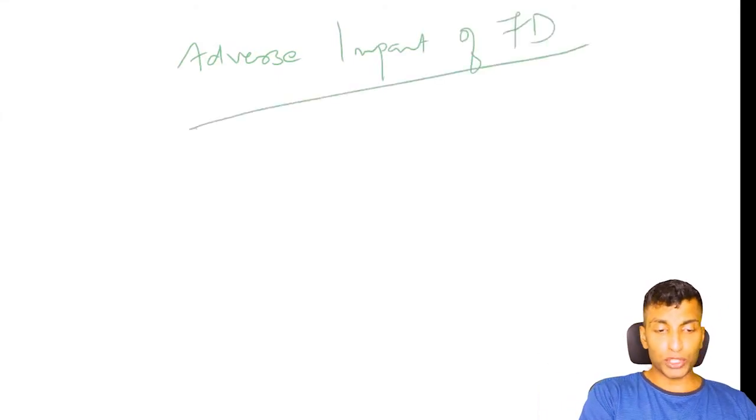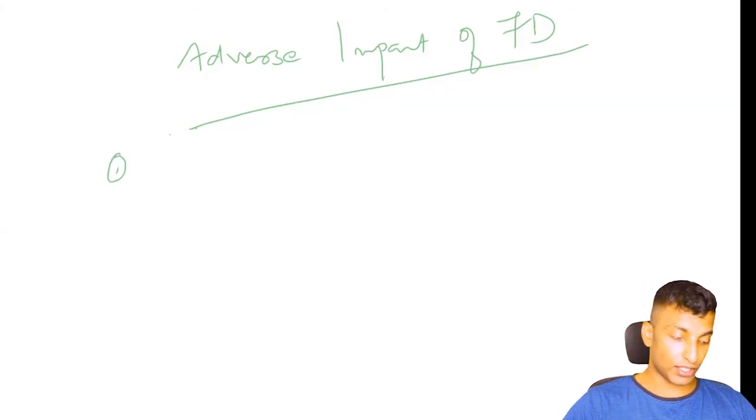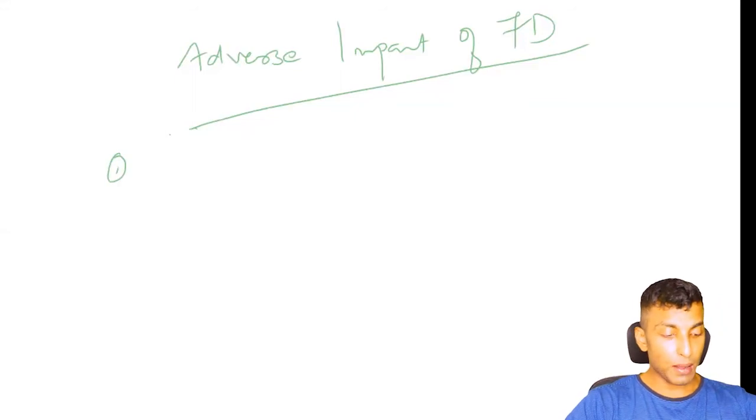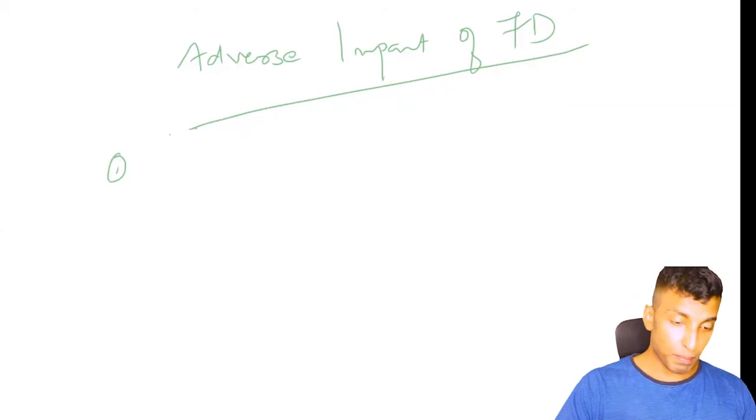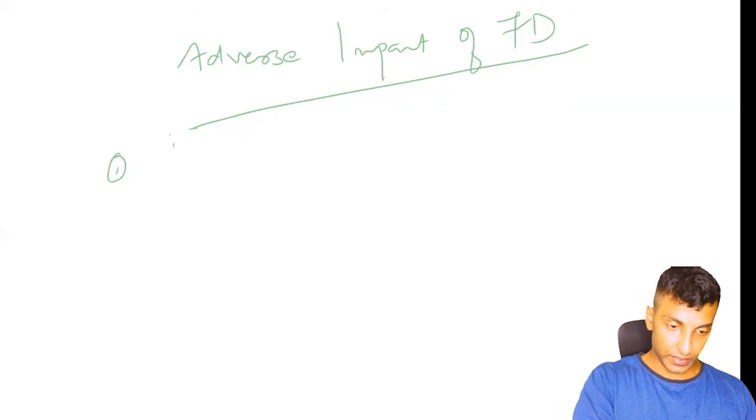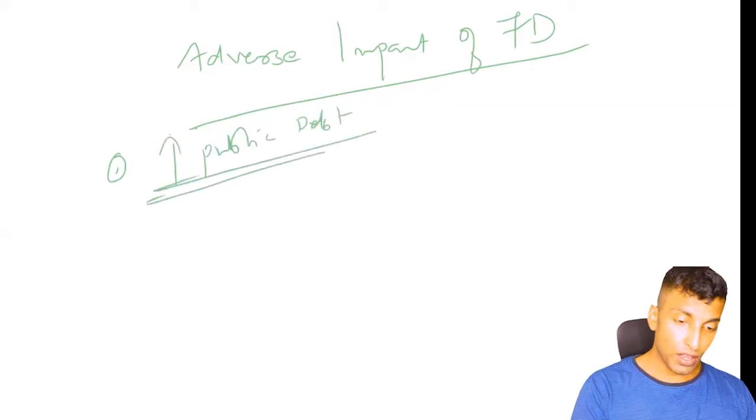First one, what is the most important one? Fiscal deficit means what? We understood it is borrowing. So when borrowing increases, what happens? Liability will increase. So liability ultimately means public debt. Just write one line: it increases public debt, which increases future interest liabilities.